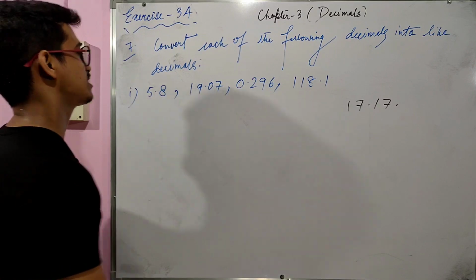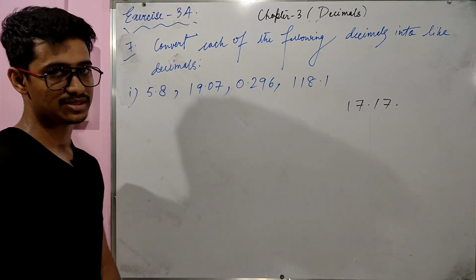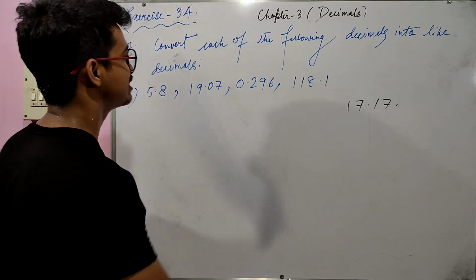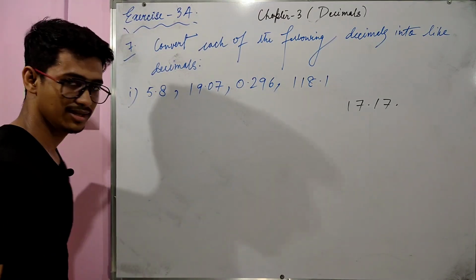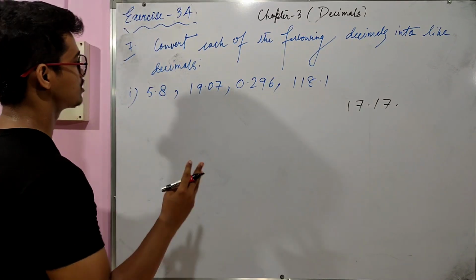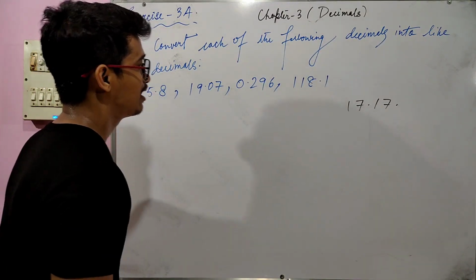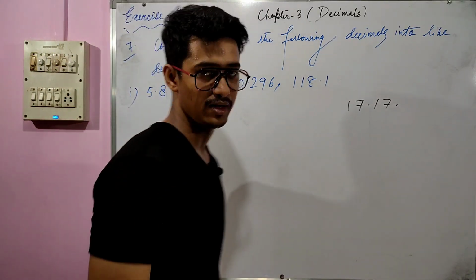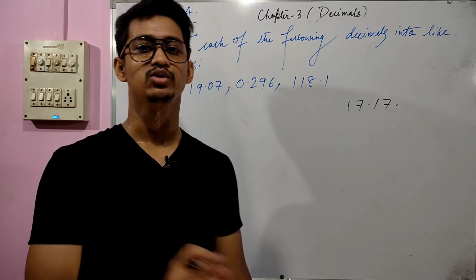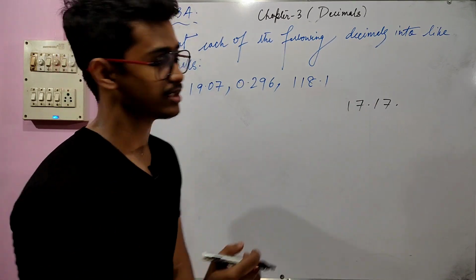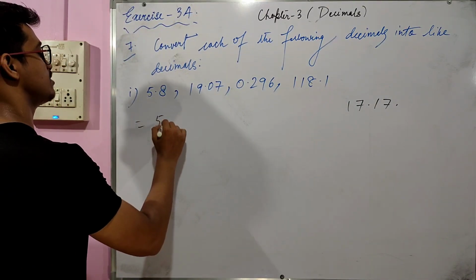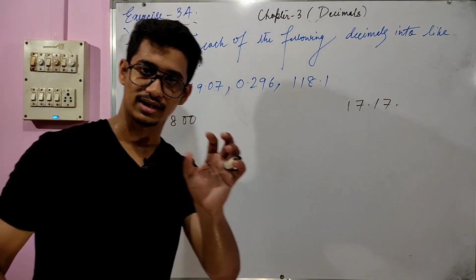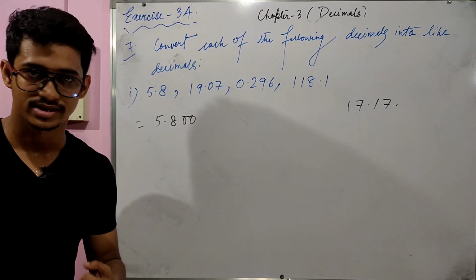First, let's understand what like decimals are: the quantity of digits after the point should be the same. So which has the most digits? That is 0.296, which contains 3 digits, and the rest have 1 or 2 digits. We have to fill all of them up to 3 digits. So we will write 5.800. If you put zeros over here, the net result will still be 5.8. It will not change, right?